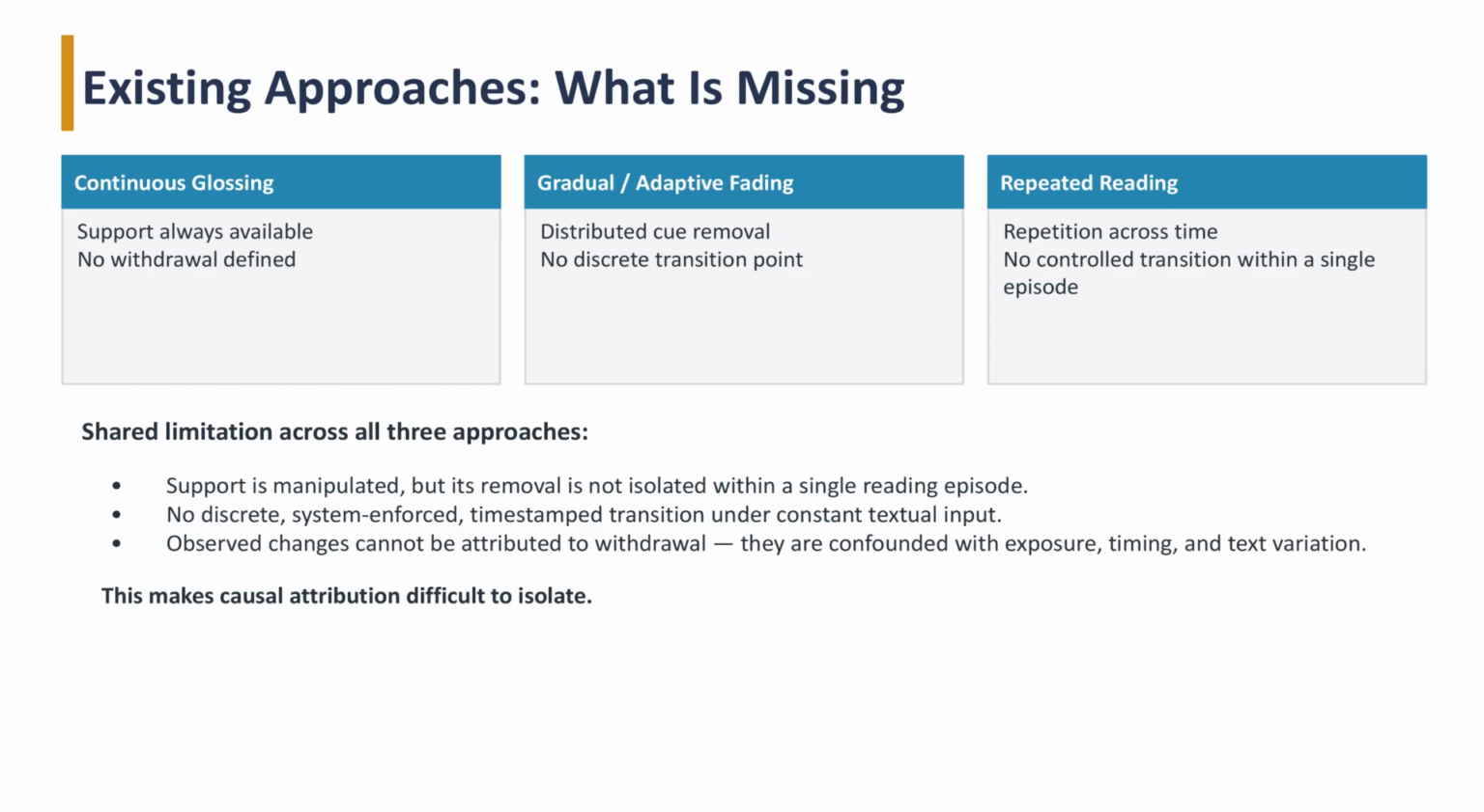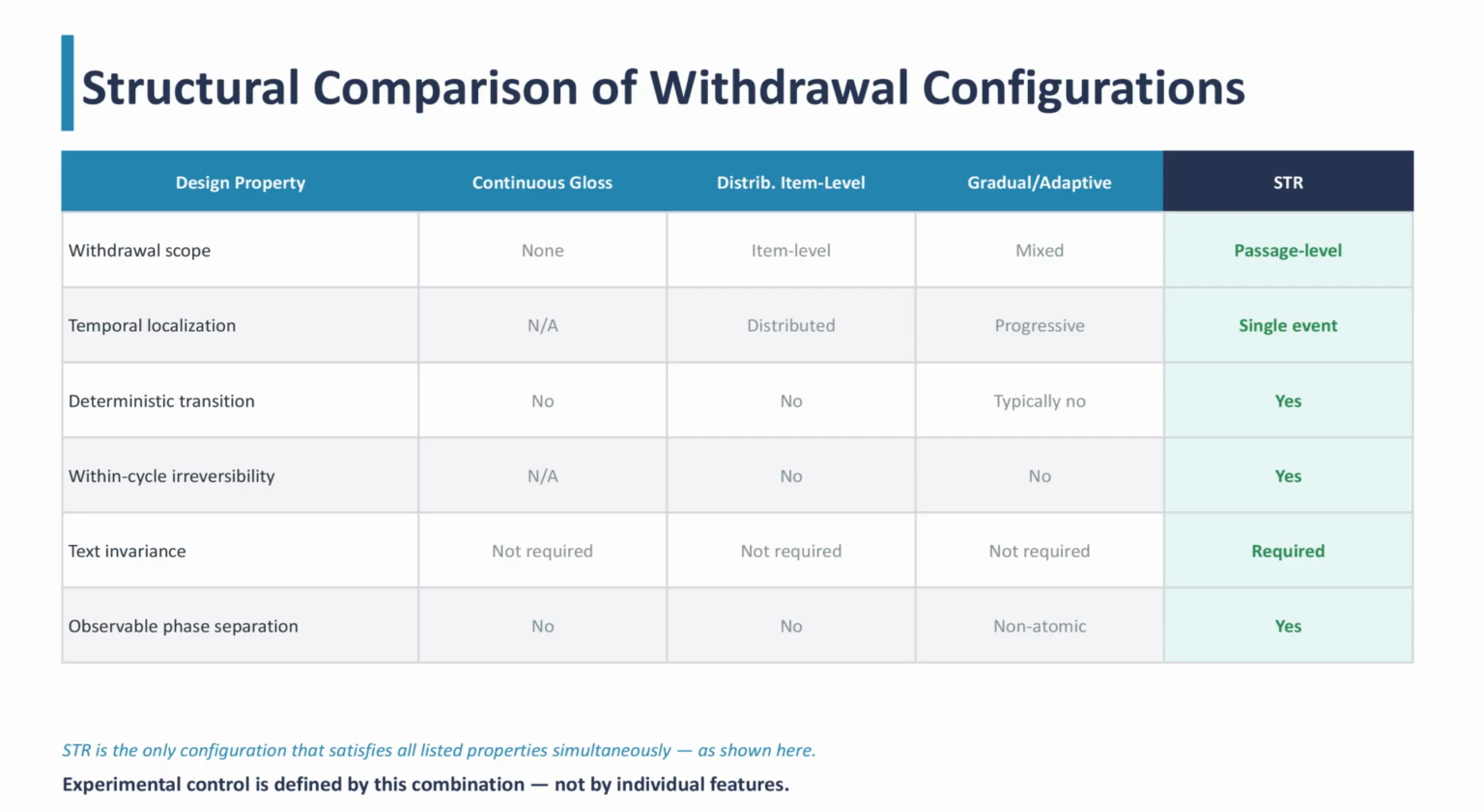As a result, observed effects cannot be cleanly attributed to withdrawal. They are confounded with exposure effects, timing differences, and variation in textual input. This makes causal attribution unclear, and within-episode comparison structurally impossible. This difference becomes explicit in the table.